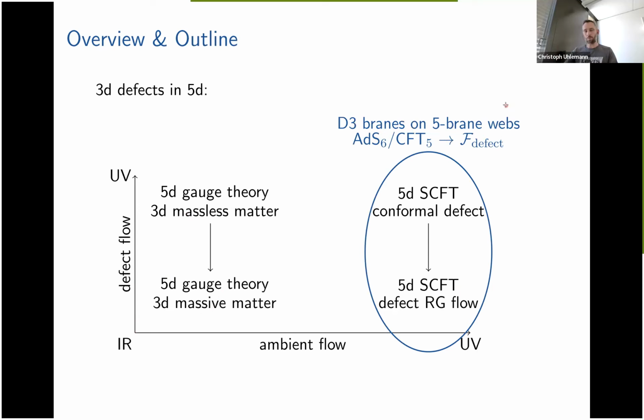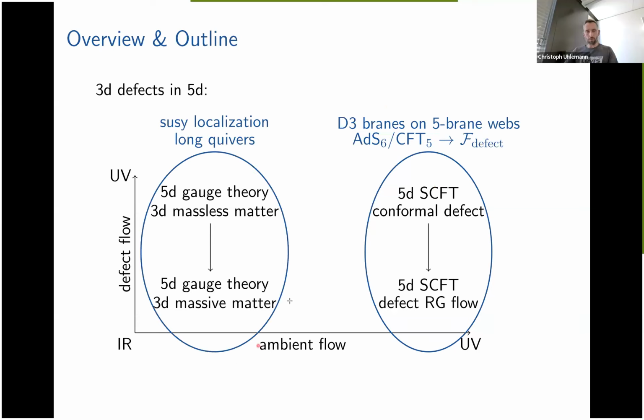It's a cartoon, but what I want to do in the talk is first use D3 branes and 5-brane webs to discuss three-dimensional defects from the string theory perspective and conformal field theories, and use AdS/CFT to calculate the defect free energies for these defects. In the second part, we'll then switch to the gauge theory perspective and use field theory methods, supersymmetric localization, and do a similar exercise, calculating some free energies.